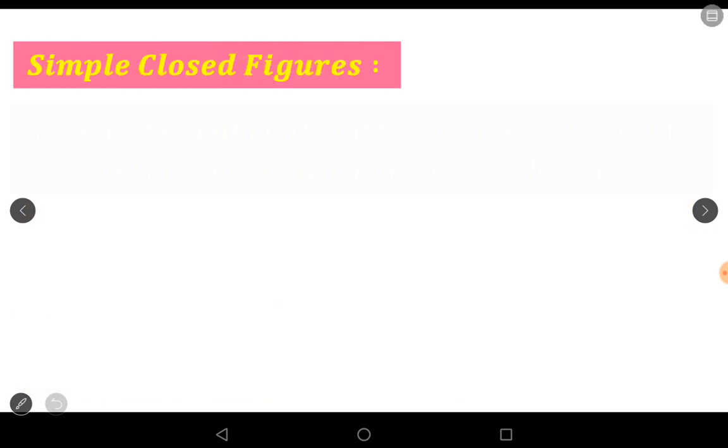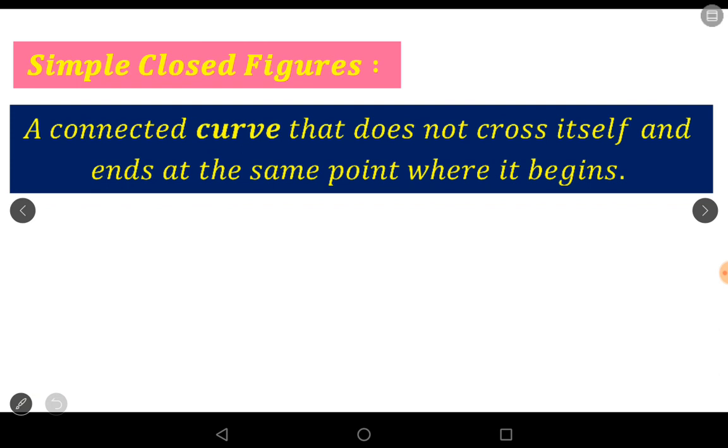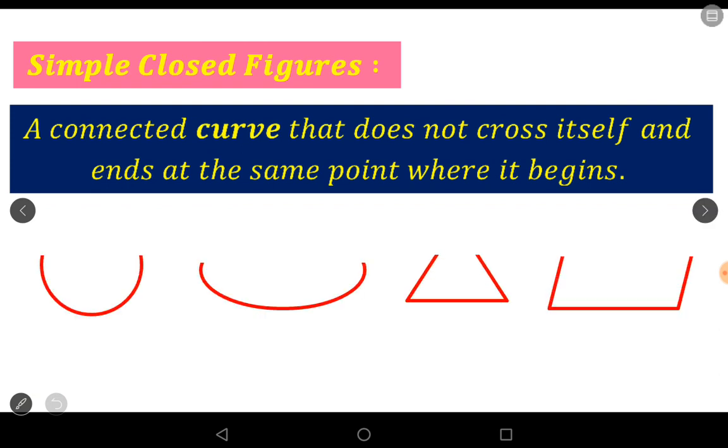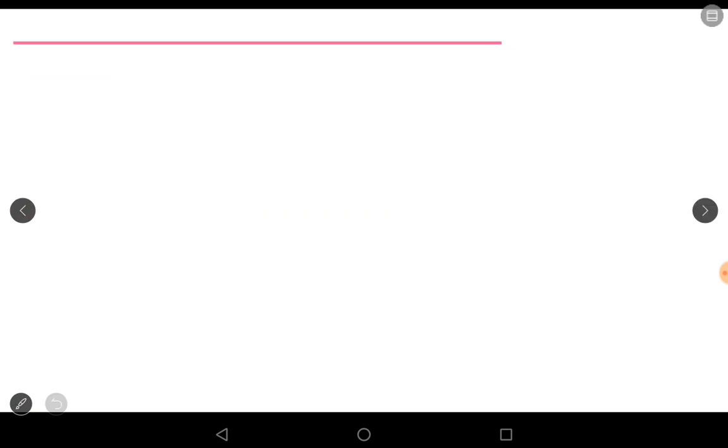Simple closed figures. A simple closed figure is a connected curve that does not cross itself and ends at the same point where it begins. Observe these 4 figures, they are simple closed figures. The connected curve does not cross itself, and ends at the same point where it begins. That is a simple closed figure.